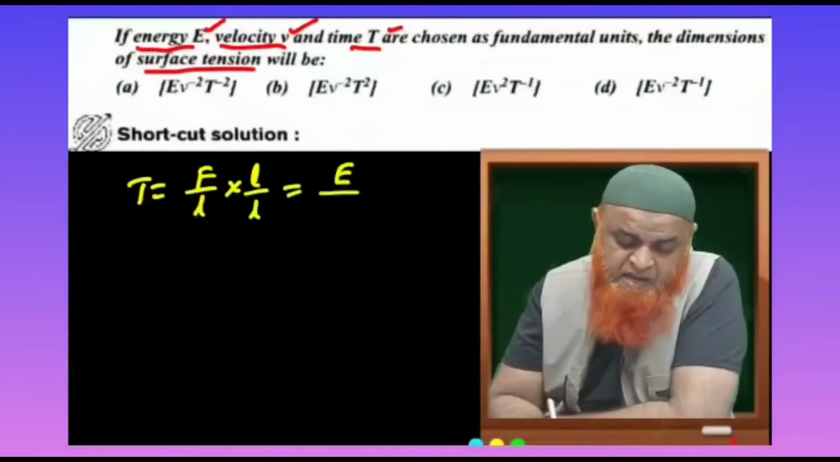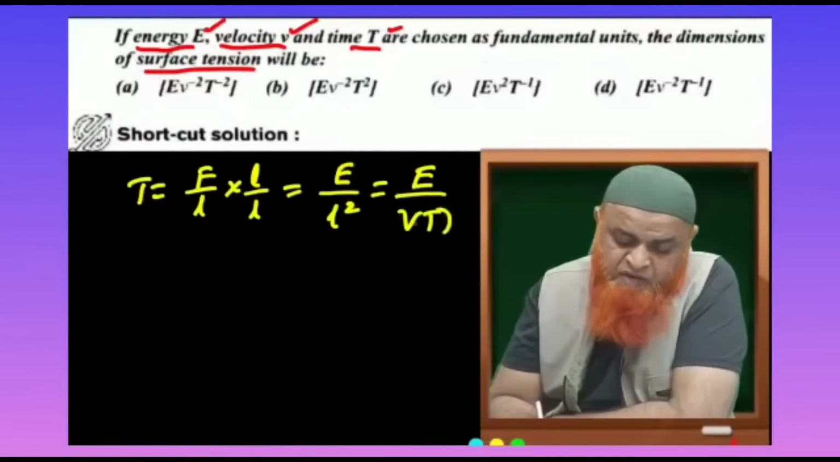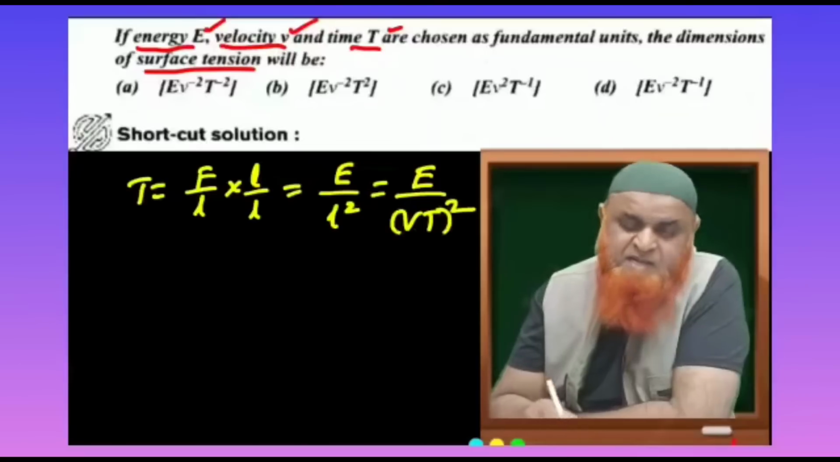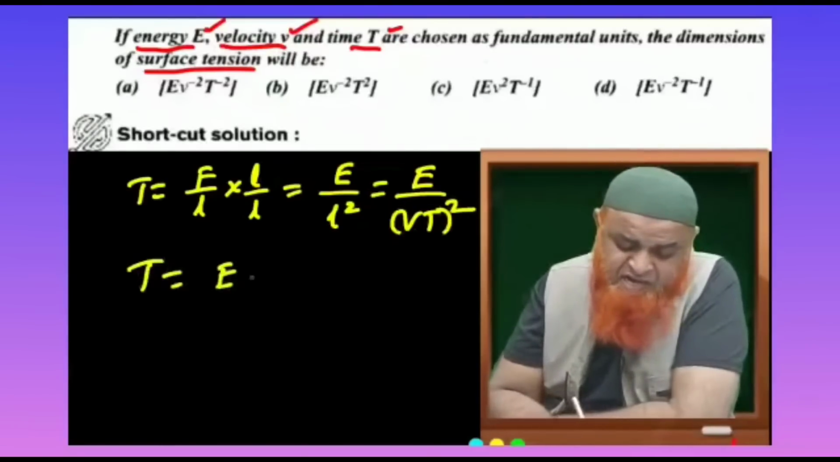So you'll write energy now, and in the denominator you'll write length whole square. You know length is nothing but displacement. You can write this as velocity into time whole square. That's it. Your work is done. So tension has the dimensional formula E V power minus 2 t power minus 2.